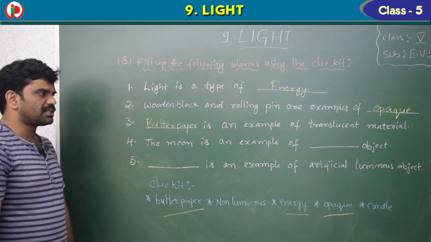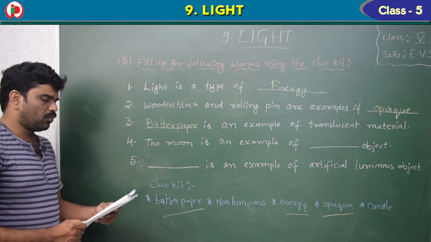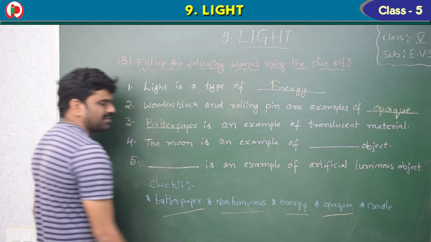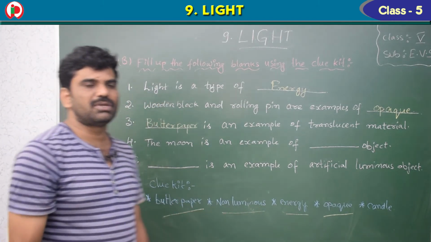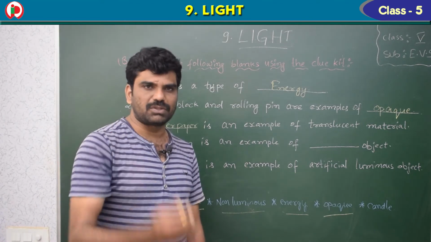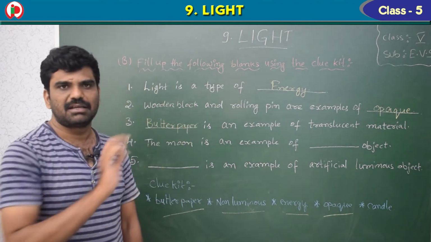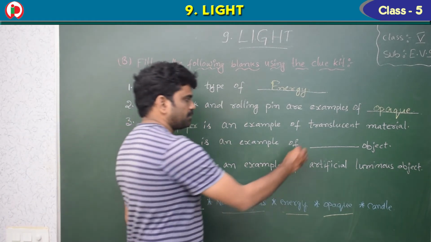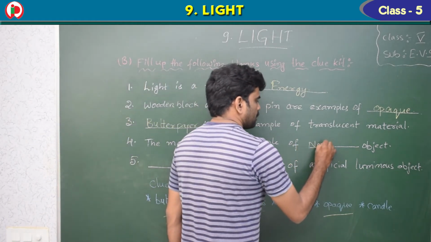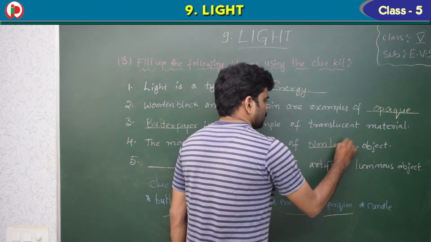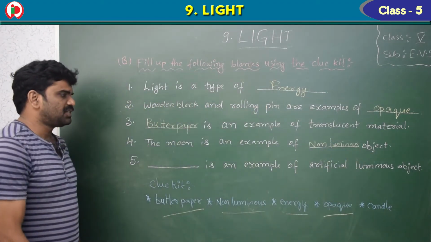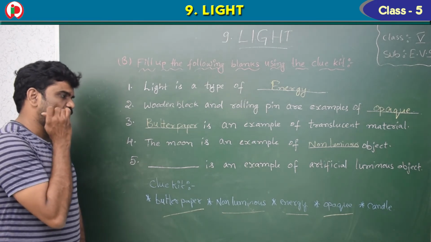The moon is an example of dash object. Moon is an example of non-luminous. That means the moon cannot produce or emit light of its own. Simply it reflects the sunlight. Okay. So non-luminous object. Next one, dash is an example of artificial luminous object.